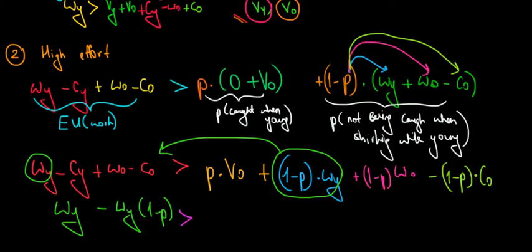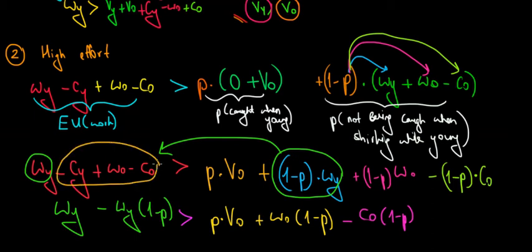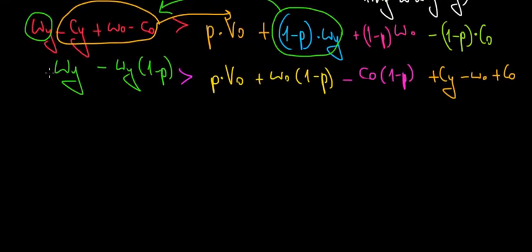Must be greater than, what do we have on the right side left? We have P times Vo plus Wo times 1 minus P plus minus cost of effort times 1 minus P, and we bring all these terms to the right side as well. So we bring all of that to the right side. We'll have plus cost of effort when he is young, and minus Wo plus cost of effort when he is old. Okay, let's open the brackets on the left side because we can cancel out something.